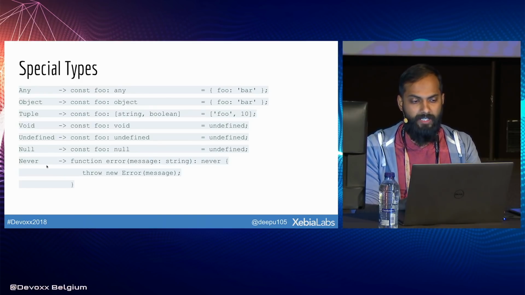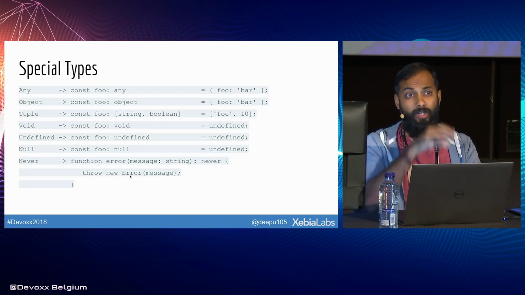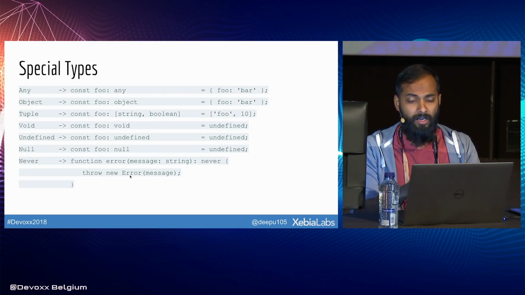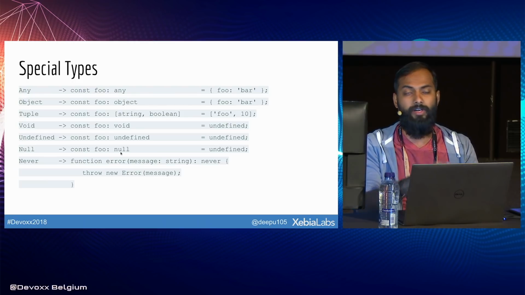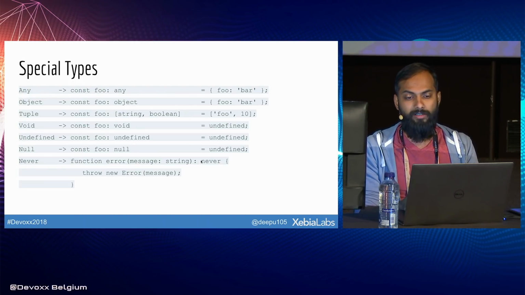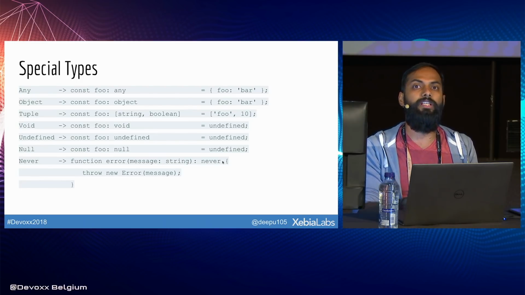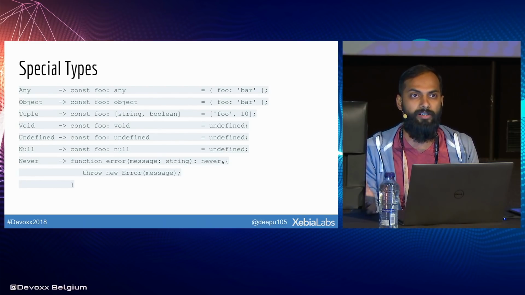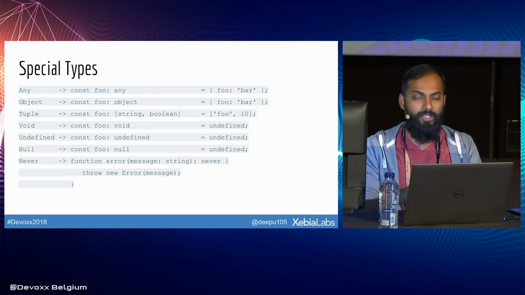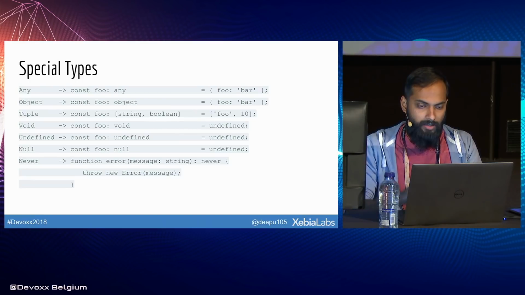Then you also have this special type called never, which is useful only in functions. You can't use never for any other types. In functions, you can type the return as never, which tells TypeScript that this function will never complete. It will always throw an error, right? Or it will never reach the end of the function. So that's the way of saying that. So these are all the types that are available.